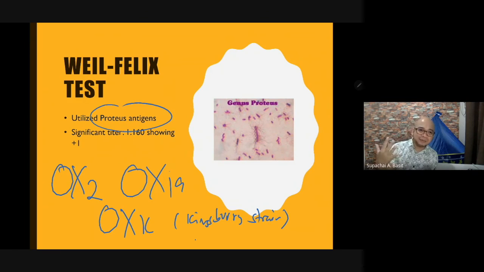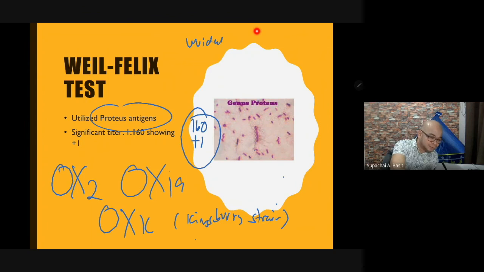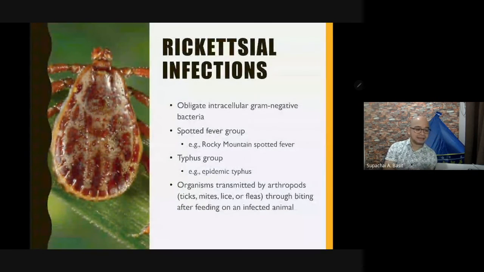So, unlike in the Widal test, the significant titer here is at least 1 is to 160, even plus 1 is already considered as positive or significant. Unlike in Widal, it has to be at least 80 plus 2. But for Weil-Felix, 160 plus 1 is enough. Okay. So rickettsial infection. So let's talk about rickettsia.